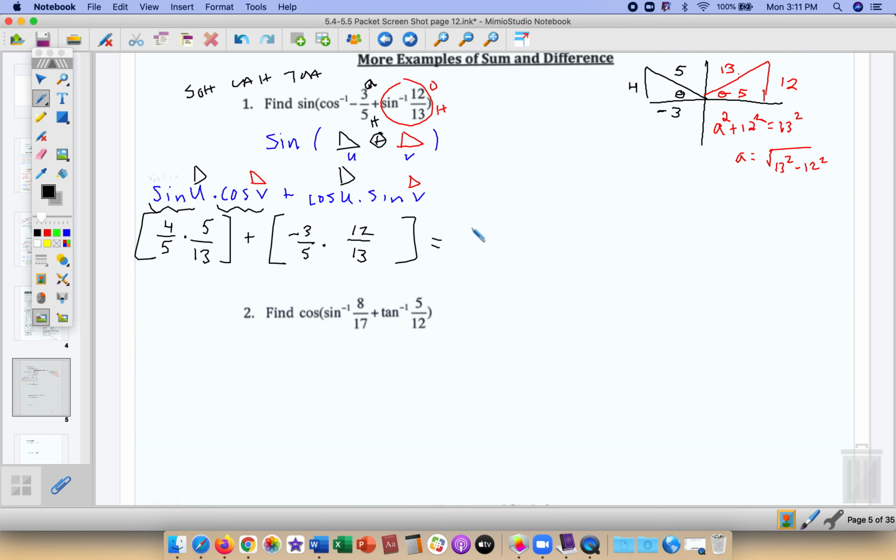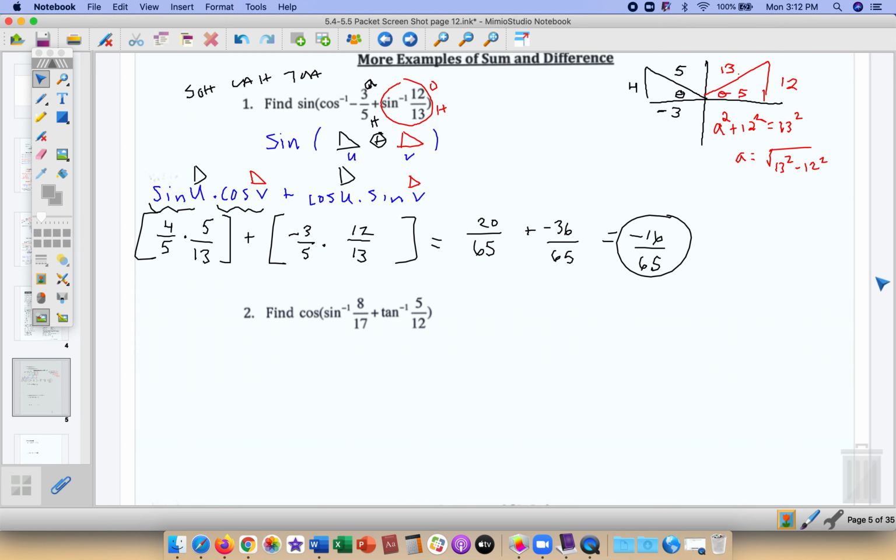So now when we simplify, we're going to get 4 times 5, just 20/65, plus -3 times 12, or -36/65. And we have -16/65. So basically, if you get stuck, if you don't see those angles that you recognize on the unit circle, try drawing pictures of triangles, and you're going to refer to those triangles. Let's try again in this next one.